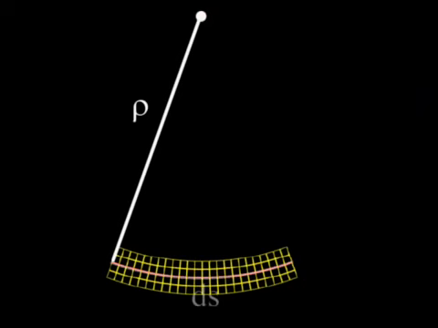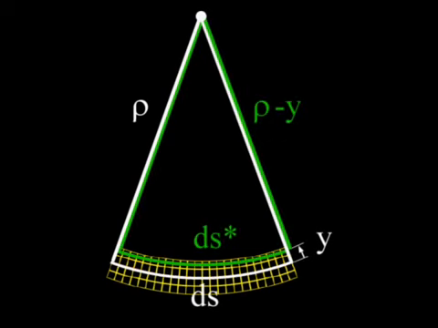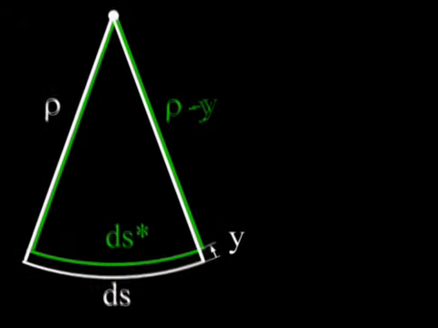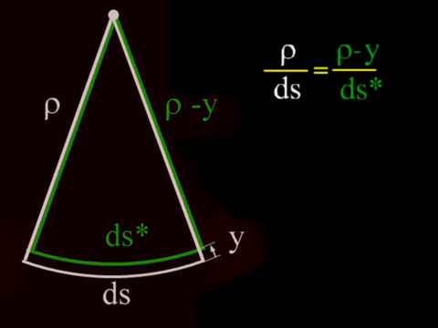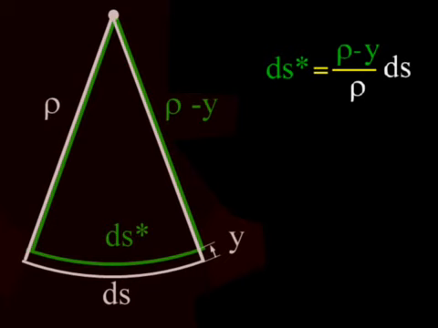Consider a segment of beam that is ds long. As the beam is bent to a radius ρ, a fiber that is a distance y above the neutral axis has a new length ds star and a radius of curvature ρ minus y. Two similar isosceles triangles result, and we can write ρ over ds equals ρ minus y over ds star. Rearranging gives ds star equals ρ minus y over ρ times ds.